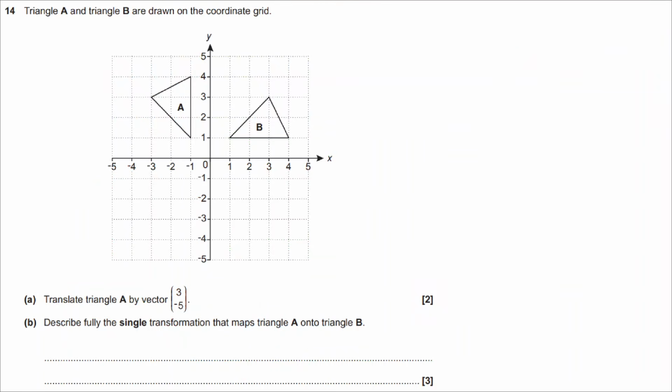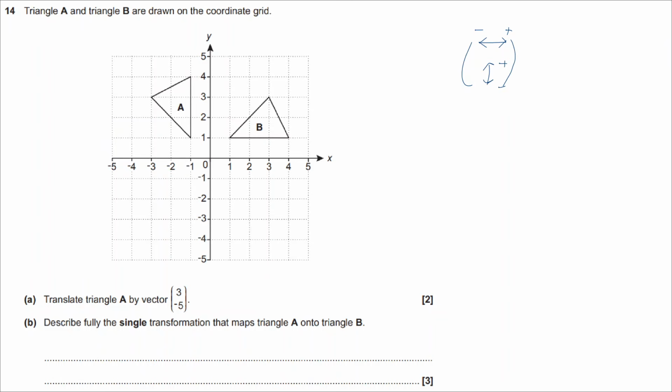Question 14, we've got this. Triangle A and triangle B are drawn on the coordinate grid. Translate triangle A by the vector 3, -5. Now the way that these vectors simply work is as follows. The top number is horizontal movement, and to the right is positive, to the left is negative, and the bottom number is vertical movement, and upwards is plus, downwards is minus.